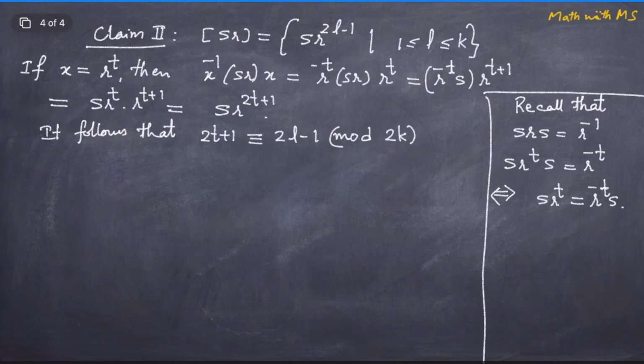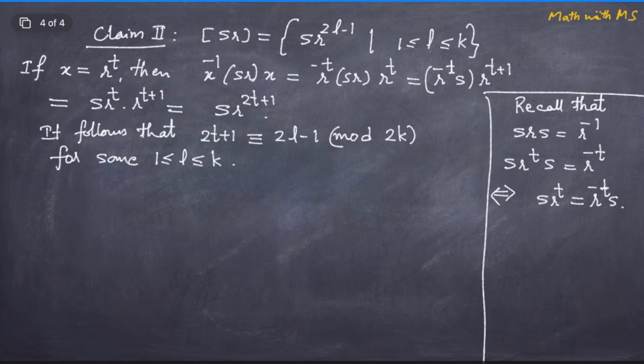Since n equals 2k is even, it follows that 2t+1 is congruent to 2l-1 mod 2k for some l bigger than or equal to 1 and less than or equal to k. Thus, in this case, the conjugate of sr is as in the right hand side of the claim.